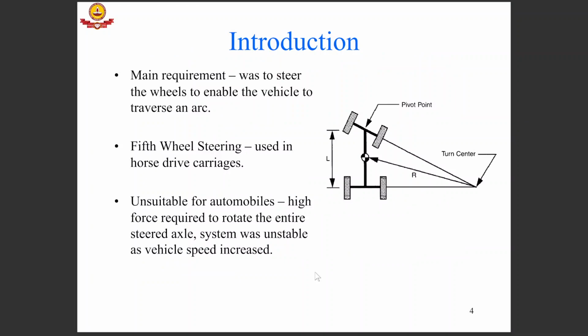So let's take a look at some introduction. Main requirement was to steer the wheels to enable the vehicle to travel in an arc. So if you are to consider an arc with this point as a center with some radius r, and given the vehicle's length being L, initial design was to pivot the front axle so that we should be able to take a turn.